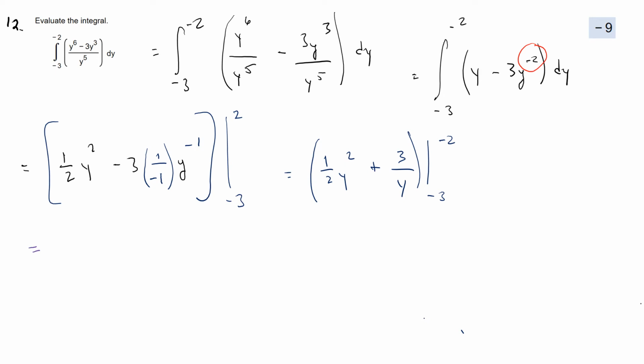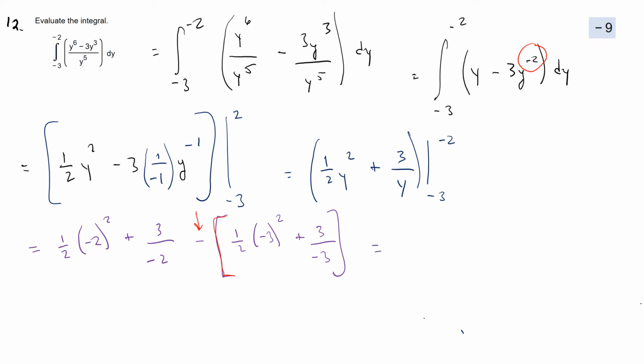And so we have 1/2 and then negative 2 squared plus 3 over negative 2 minus, now I'm going to plug the negative 3 in, so I have 1/2 negative 3 squared. And this negative sign right there is going to distribute. That's why I put the brackets here, so it's going to distribute through. And now I put the negative 3 into the second expression. And now I just have a bunch of algebra to do to clean this up.